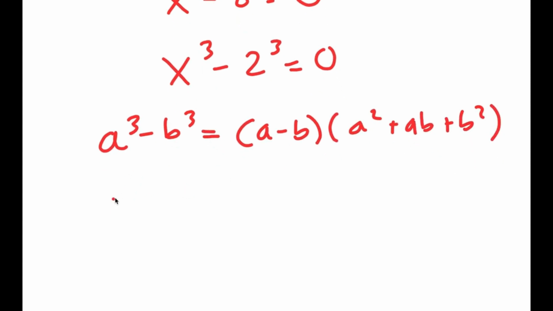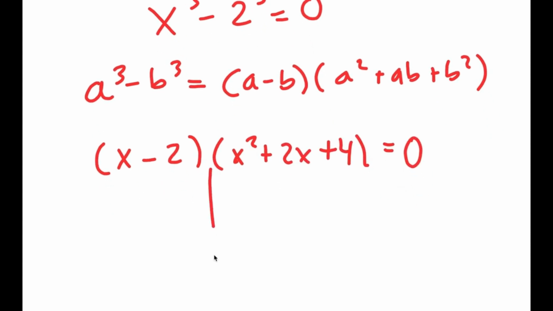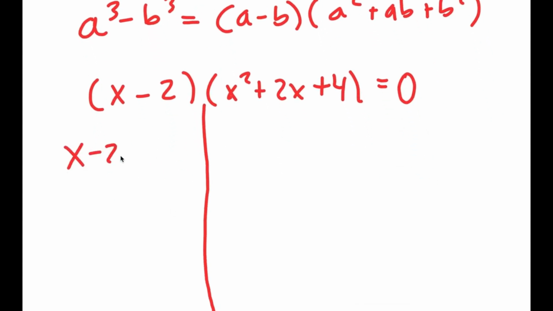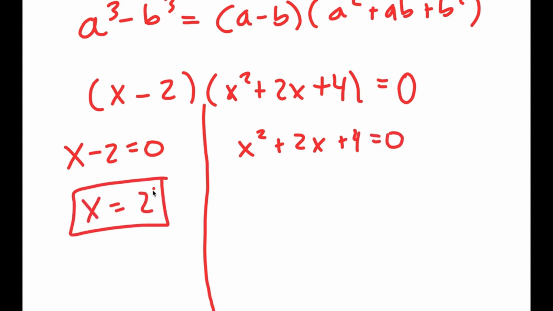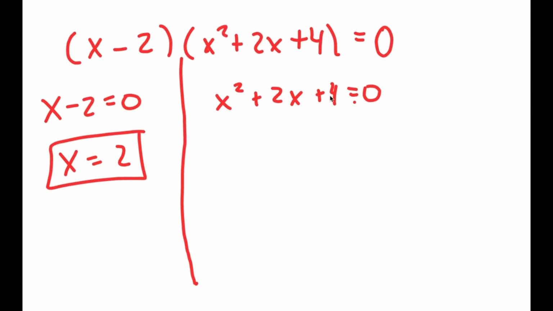So in this case, this turns into x minus 2 times x squared plus 2x plus 4 is equal to 0. So now I get two equations. I get x minus 2 equals 0 and x squared plus 2x plus 4 equals 0. So for x minus 2 equals 0, I get x equals 2, which was a solution that we already got. But now see, on top of this, we have a whole other equation with two more solutions because it's a quadratic equation. So to solve this, I'm going to use the quadratic formula.